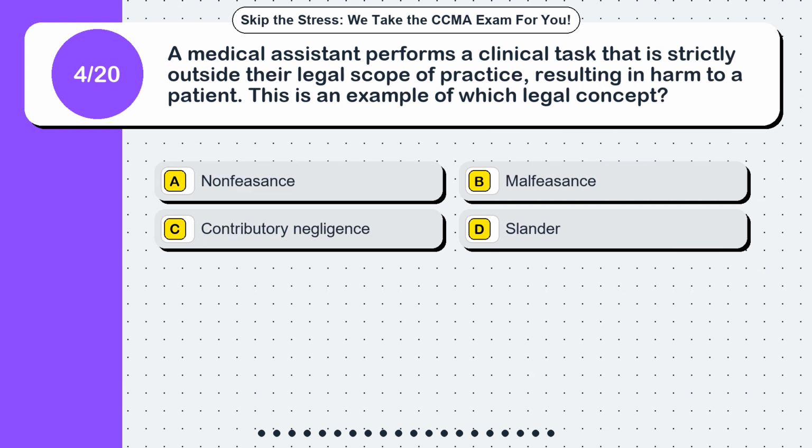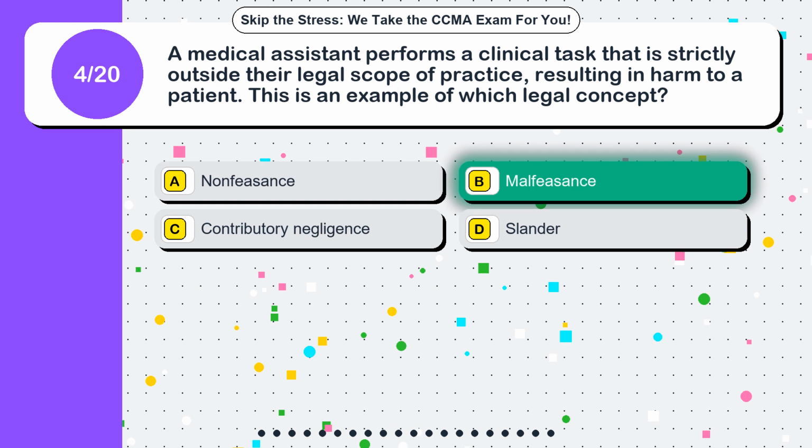Question 4. A medical assistant performs a clinical task that is strictly outside their legal scope of practice, resulting in harm to a patient. This is an example of which legal concept? Option A, nonfeasance. Option B, malfeasance. Option C, contributory negligence. Option D, slander. The correct answer is option B, malfeasance.